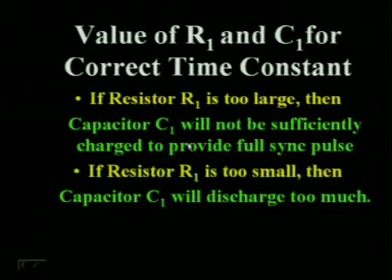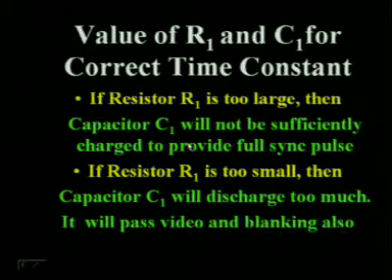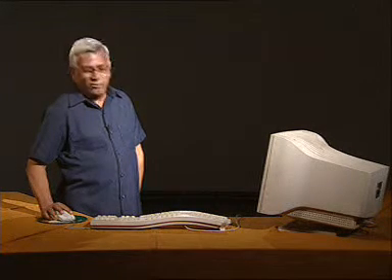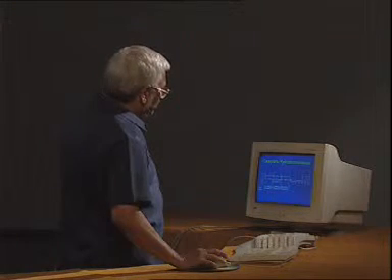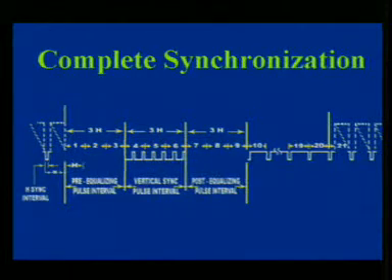Then what it will do? It will pass the blanking and video along with the sync. Our aim was to cut only the sync pulses. Therefore, exact value of resistance and capacitance is required to make the complete synchronization. When we talk about the complete synchronization, we mean horizontal and vertical timings. Any change in timings will affect the synchronization.